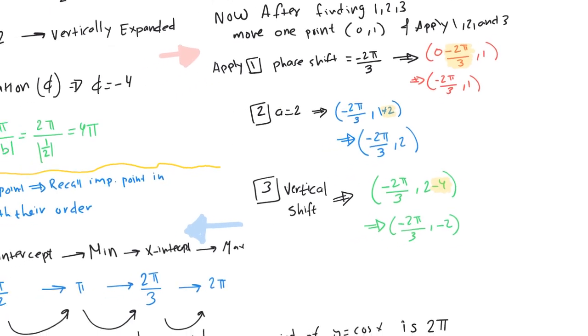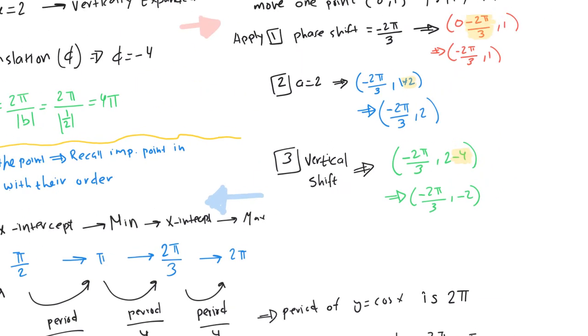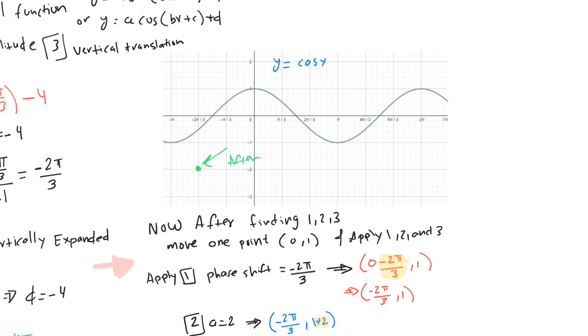Now, before finding other points and before drawing the graph, I'm going to review a very important thing with you, which is the important points of the cosine function with their order, guys, okay, with their order. It is a maximum, x-intercept, minimum, x-intercept, then a maximum. I will show them to you using this graph. I started my function from 1, which is a maximum, then an x-intercept, minimum, then an x-intercept, then a maximum again at 2 pi, which finishes my period. Okay.